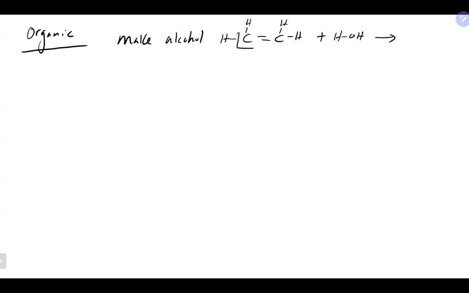Remember that the only thing that will change is our carbon-carbon double bond, which will become a single bond to allow everybody to add in.